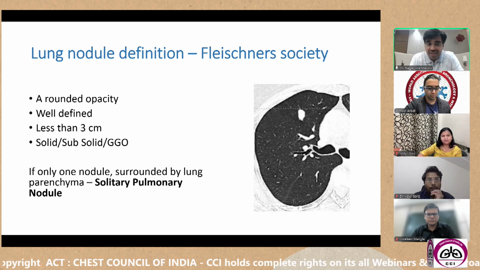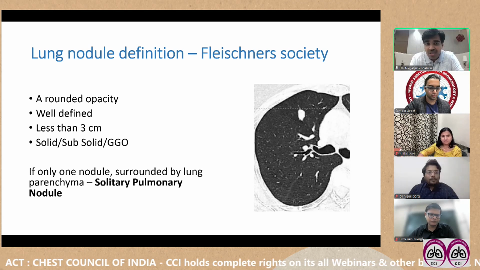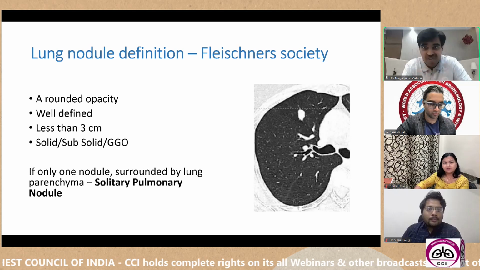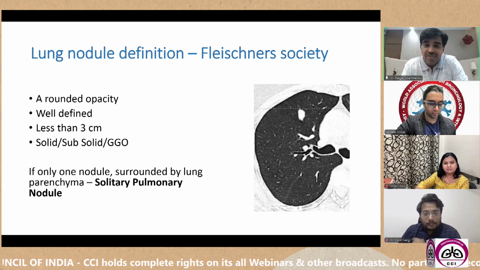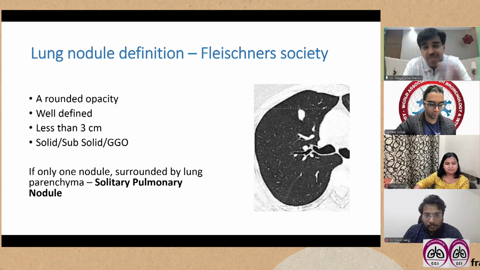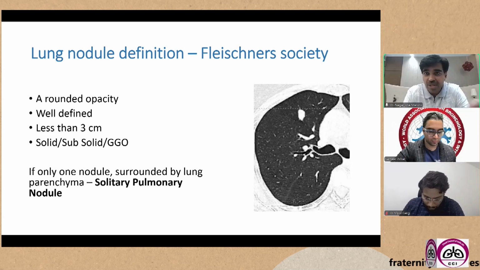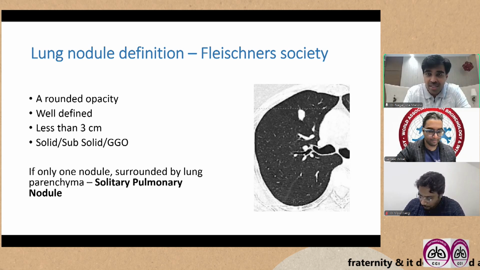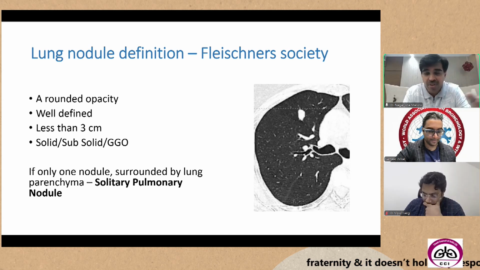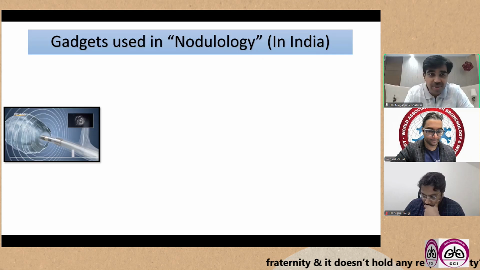So it's usually well defined. It can be ill defined. So broadly, solid, subsolid, ground glass. This also we will go about. You can also classify nodules as being solitary or multiple with one dominant. So solitary pulmonary nodule is one different entity altogether, and which is what we'll be focusing on. We'll not talk about multiple nodules in today's webinar.